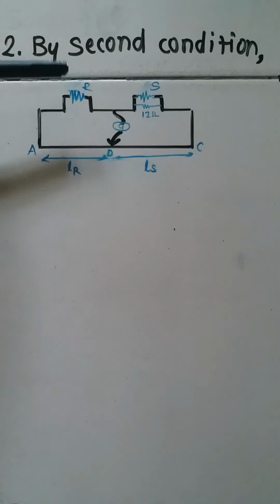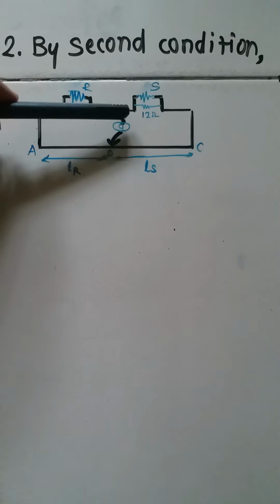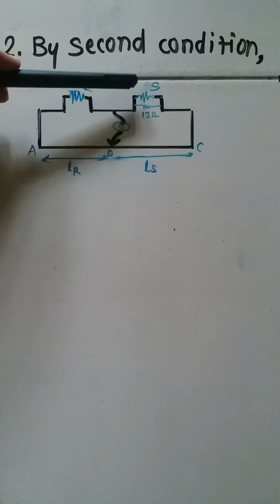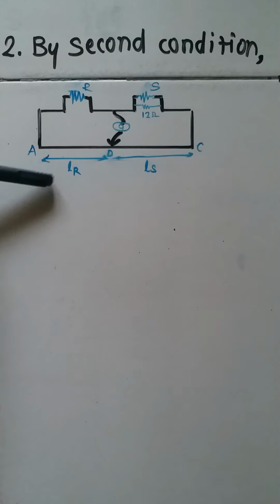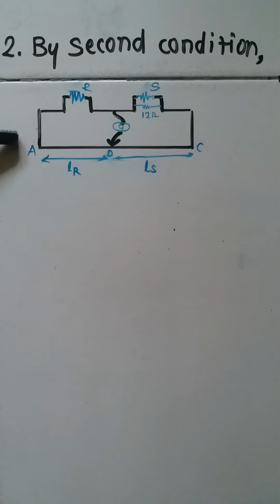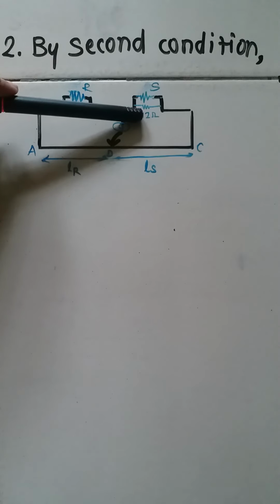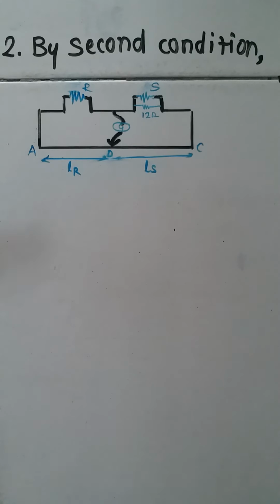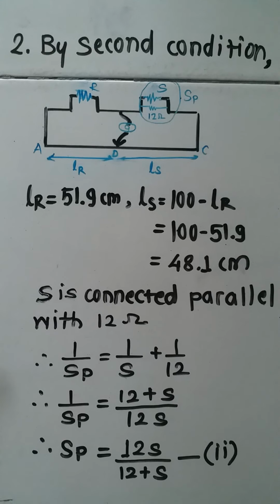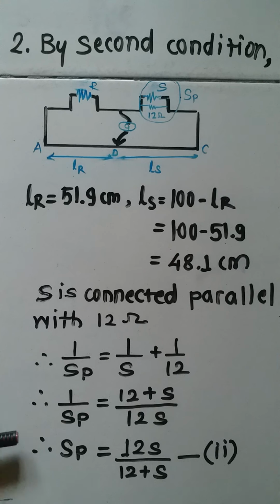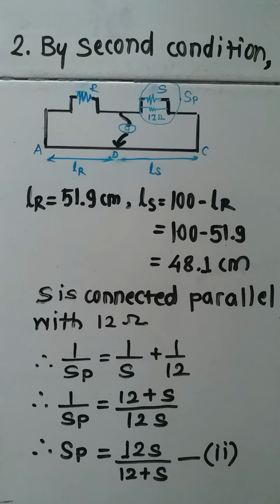Now, by second condition. In second condition, 12 ohm resistance is connected in parallel with S, and at that time null point is obtained at a distance of 51.9 cm from left end. So let us take first parallel combination of S and 12 ohm resistance. So its equivalent resistance, let it be denoted by SP. Therefore, equivalent resistance of parallel combination of S and 12 is given by SP is equal to 12S upon 12 plus S. Let this be equation 2.